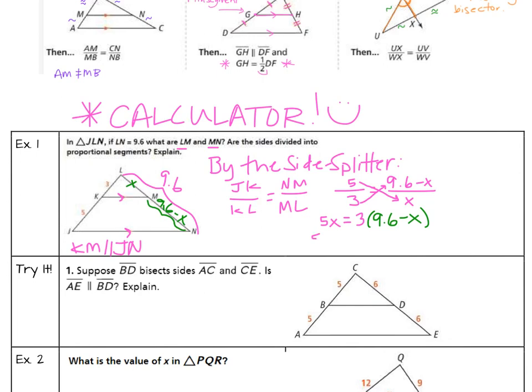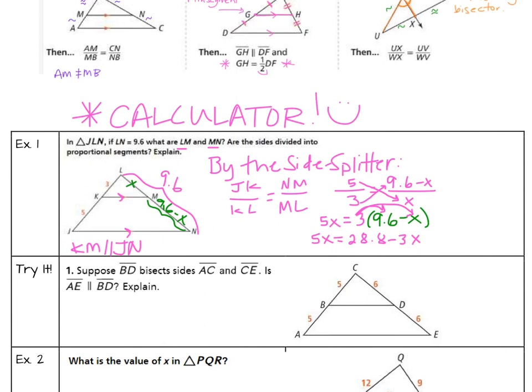From there, we have 5x on the left, but on the right, I've got to multiply 3 times 9.6, and that should give you 28.8. And then minus, I have to multiply the 3 by the x as well, and that gives us 3x. So now we have to make sure to distribute that 3 in to get rid of the parenthesis. Okay, so now we're just going to combine like terms.